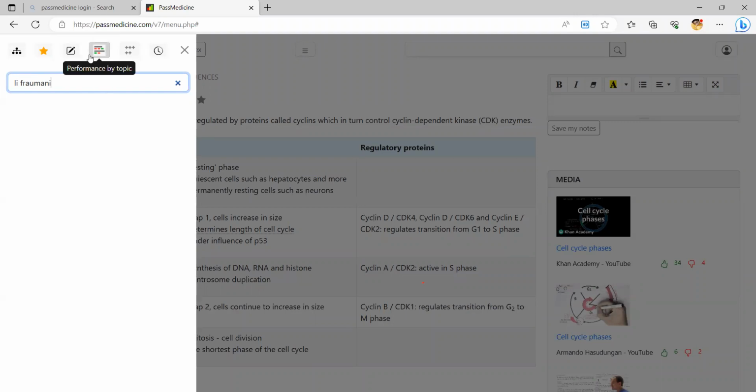Anyway, Li-Fraumeni syndrome is a hereditary and genetic disorder that increases the risk of some carcinoma in a family. So all the family members have that risk.